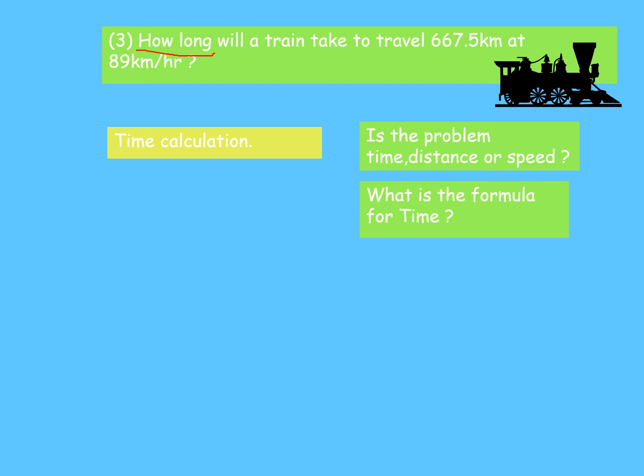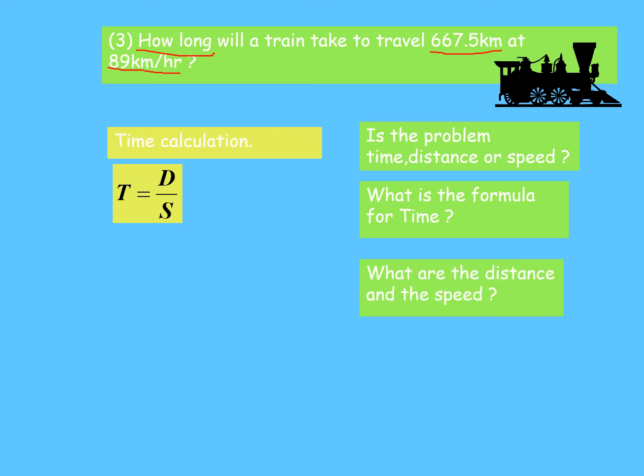Now, we can also determine the problem here using the given numbers. So we have here 667.5 kilometers, that is distance, and 89 kilometers per hour, that is speed. So we do not have time. So the time here is the problem. So what is the formula for time? Time is equivalent to distance divided by speed.